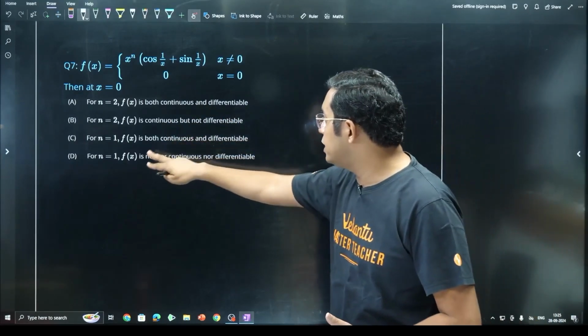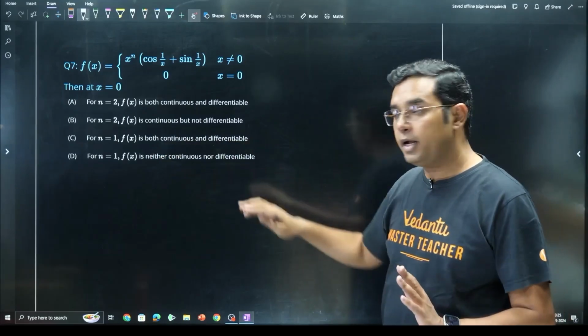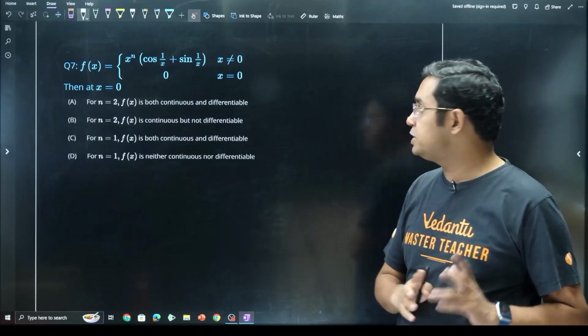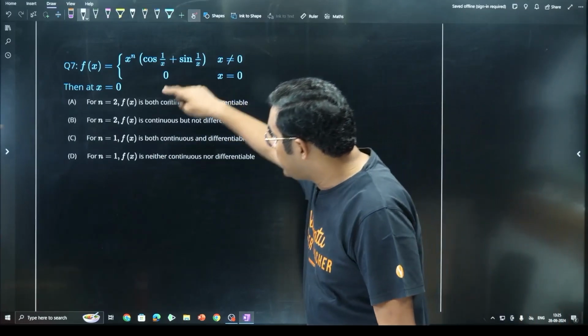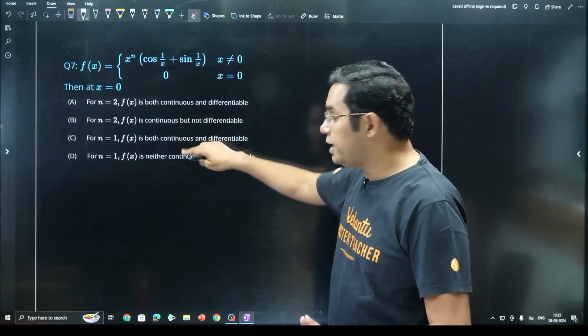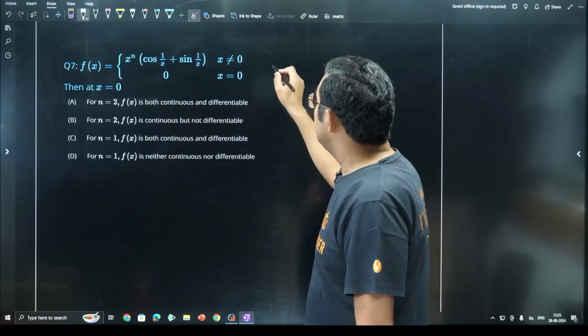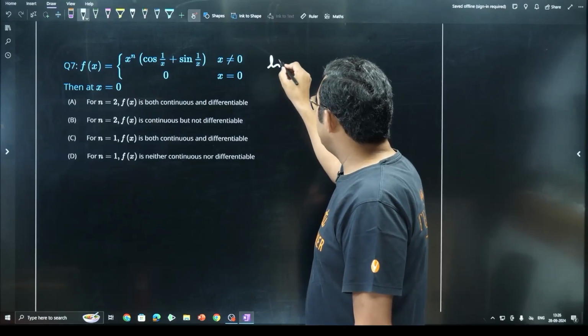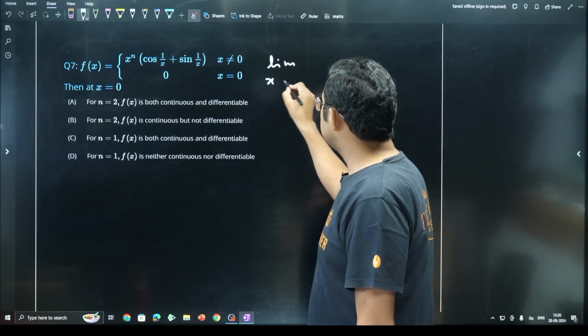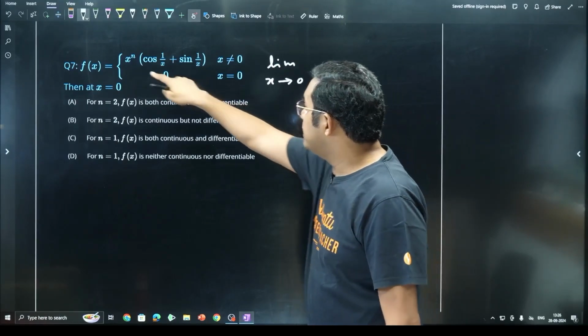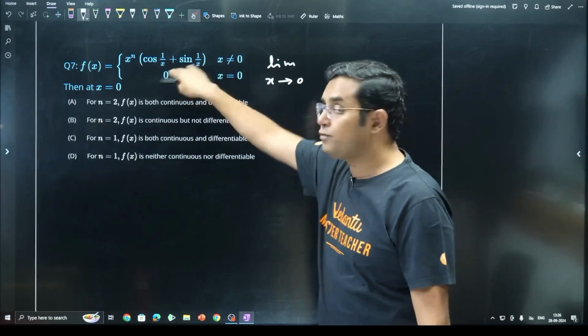For n = 1, both continuous and differentiable. For n = 1, neither continuous nor differentiable. Let's see. Now n is at least 1 here. So assuming n is at least 1, let's try to check the continuity. For that I need to find the limit as x approaches 0, and the limit obviously will be found from the first expression.